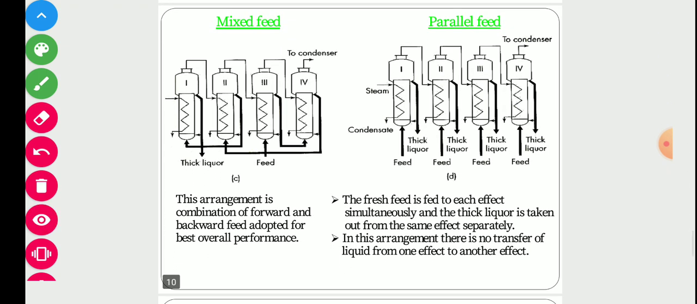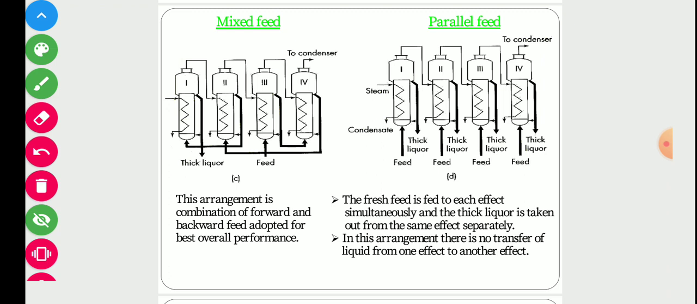Now, sometimes we use mixed feed. For example, in this case, we are giving feed in the third unit, and then this thicker liquid moves to the fourth unit, and from the fourth unit the liquid moves to the second unit, and then the first unit, and finally we get output from the first unit. So this is mixed feed. This arrangement is a combination of forward and backward feed, adopted for best overall performance.